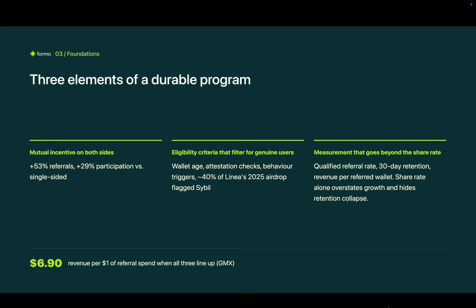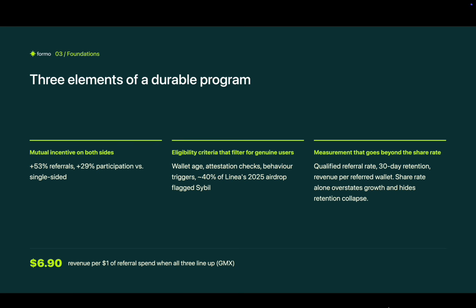There are 3 foundations that separate a durable referral program from one that simply drains the rewards pool. First, create an incentive for both sides. When the referrer and referee both have a reason to complete the transaction, participation tends to be stronger than in a single-sided program. Second, build eligibility criteria into the program from the beginning. Wallet age, transaction history, attestations, and behavior-based triggers can help filter out low-quality wallets before rewards are distributed.